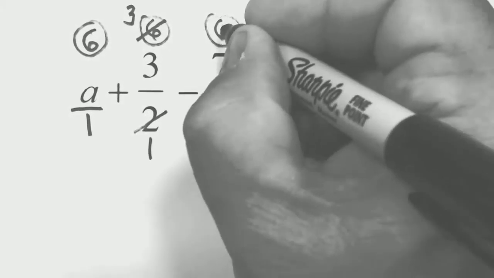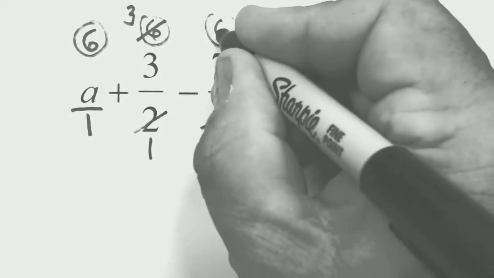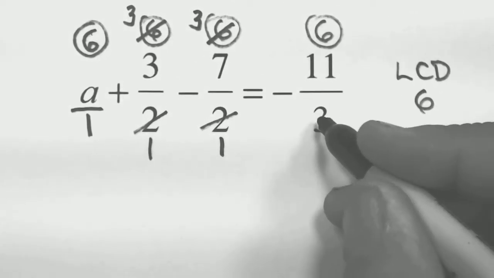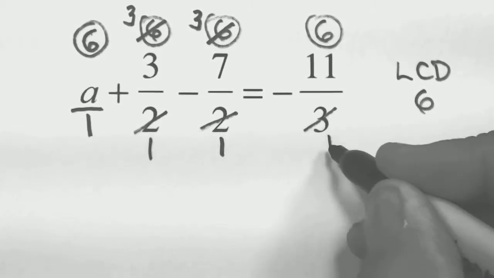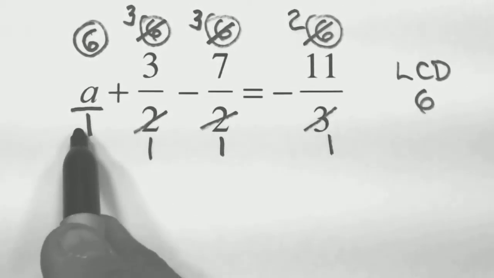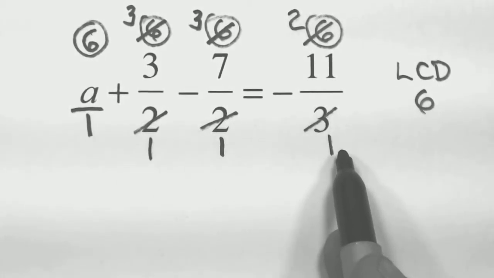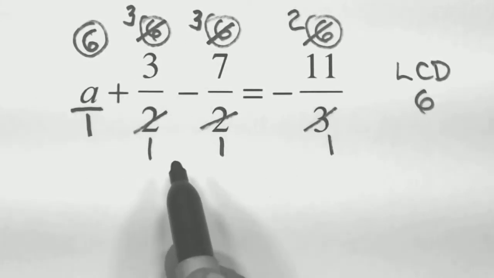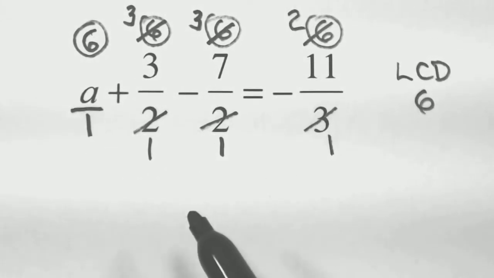Same thing happens in the next guy. 2 goes into 2 once here, it goes into 6 3 times here. And on the right side, I reduce the 3 out in the bottom. 3 goes into 6 twice up on top. So all the denominators are gone. They're all ones. Now carefully go back and put the leftovers together to get your equivalent equation.